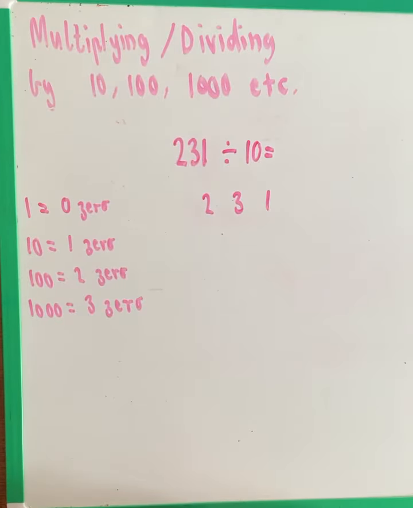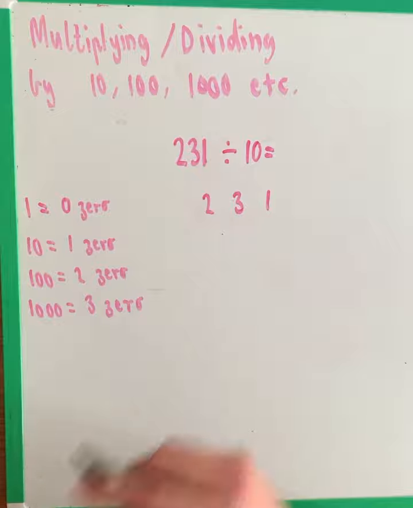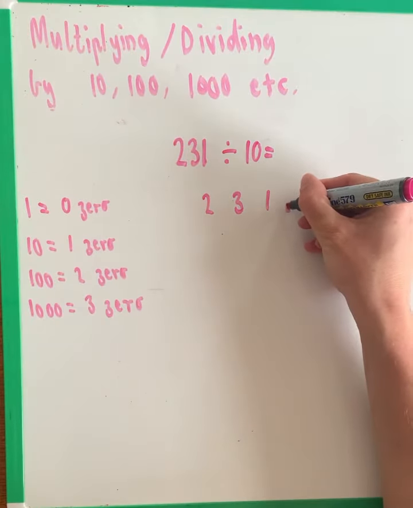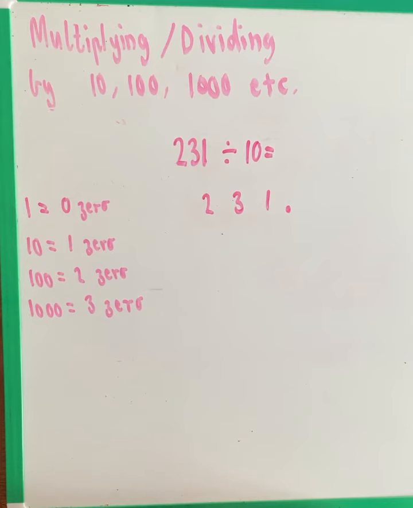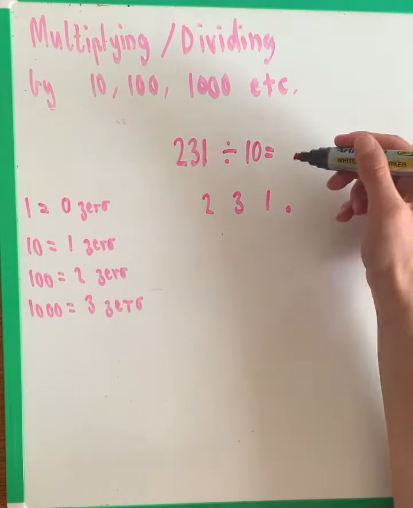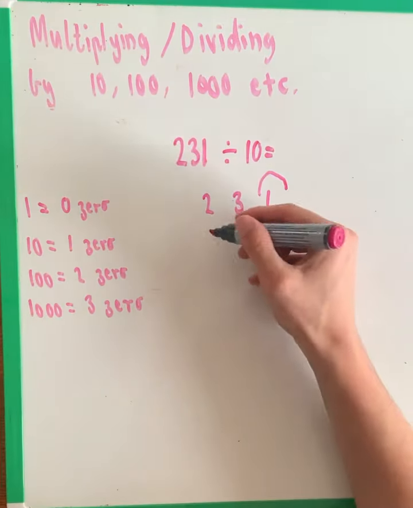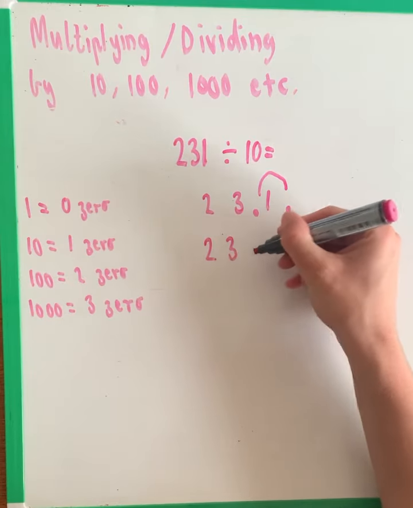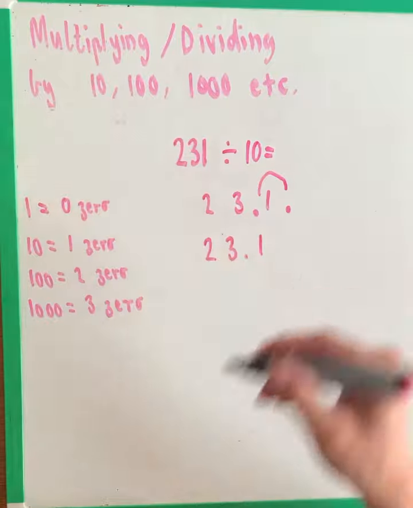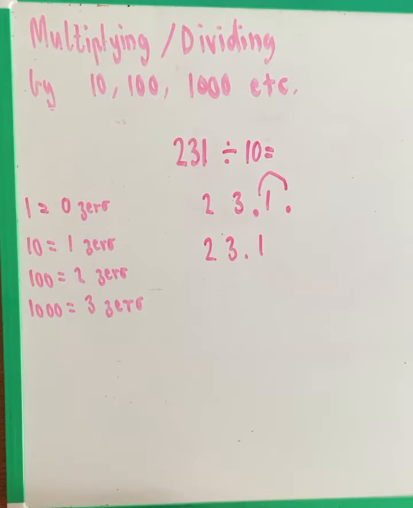What we actually do here is remember that every whole number still has a decimal point. We don't normally write it because the number's a whole number, but when we divide by 10, we remember that it's there. Now, in 10, there's 1 zero. So what we have to do here is shift this decimal point 1 space, which would make it 23.1. And that's the pattern that we're going to be using.